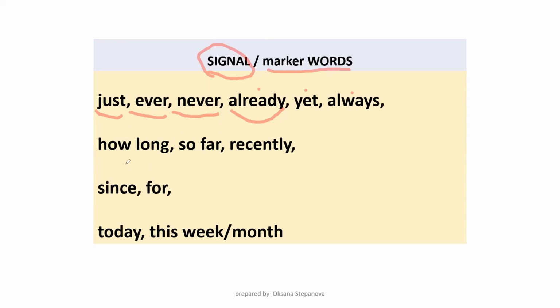Present perfect also tells us for how long something happened. So far, recently or lately, since and for, today, this week, this month. But we'll talk about since and for now in more detail.